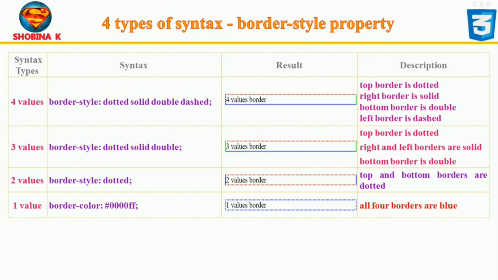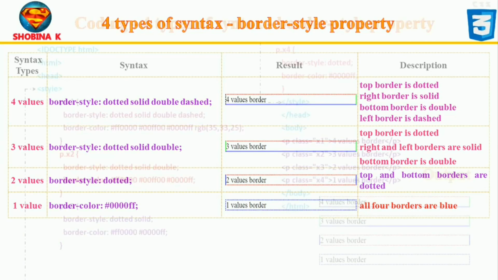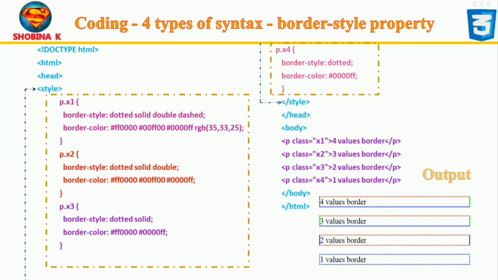If property has 2 values like dotted and solid, the top and bottom border are dotted and right and left borders are solid. If property has only one value like dotted, all 4 borders are dotted. This example shows how an element looks if we apply different values to them.